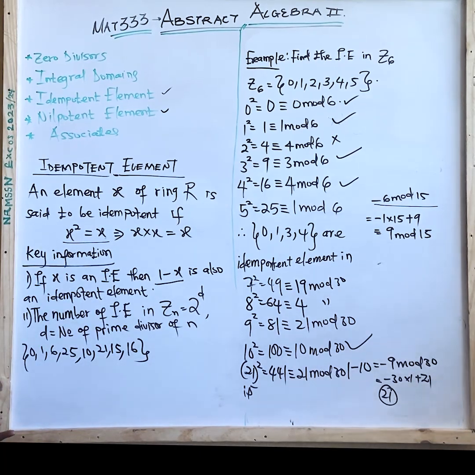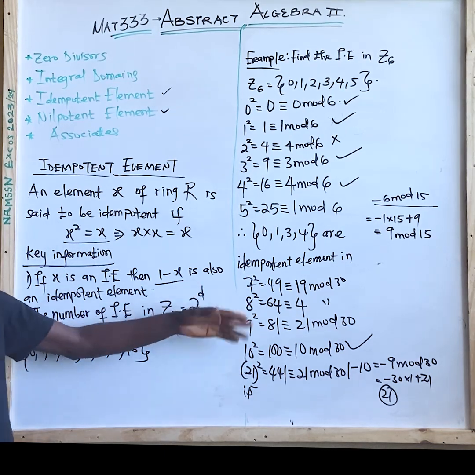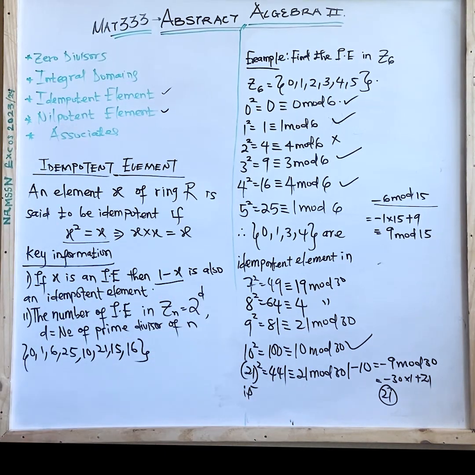Now another question I think some of us would have been asking ourselves is, how do we know how many idempotent elements exist in a particular domain? So if I'm given Z100, fine, this rule number 1 has given me a hint on what the next idempotent element will be. But when do I know that this is the total number of idempotent elements in it? That is where this comes in.